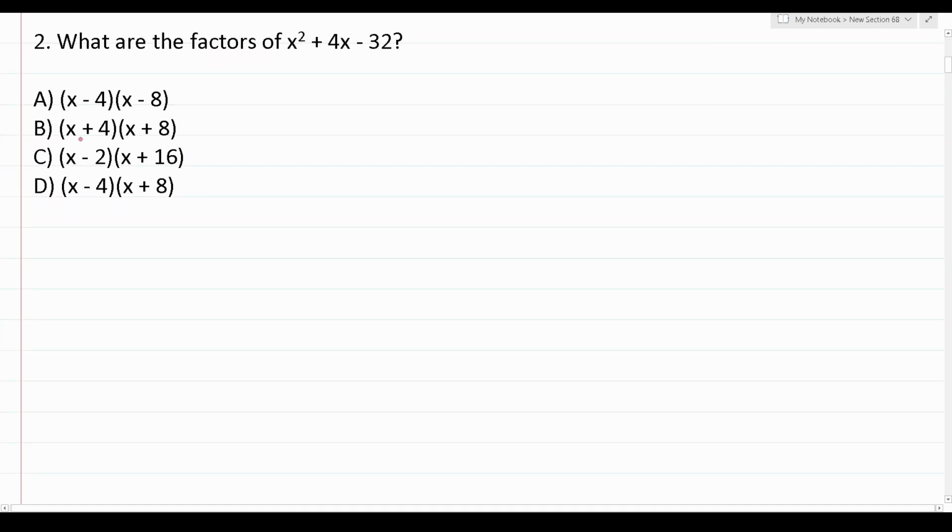All right, number 2 says, what are the factors of x squared plus 4x minus 32? Not surprisingly, I'm going to start this one by copying it down. X squared plus 4x minus 32. And all we have to do is factor this one. We're factoring a quadratic equation that has a leading coefficient of 1 here.